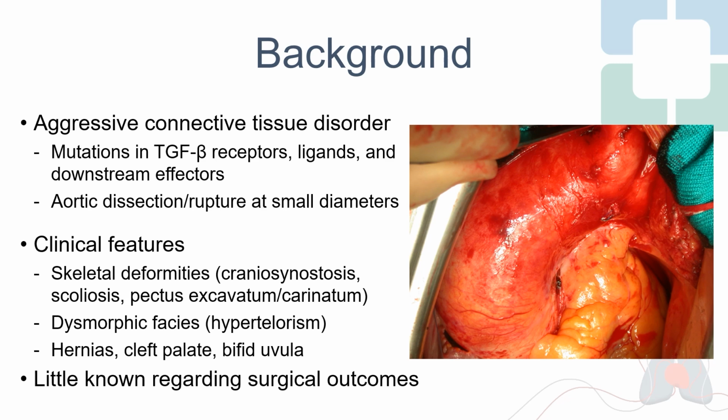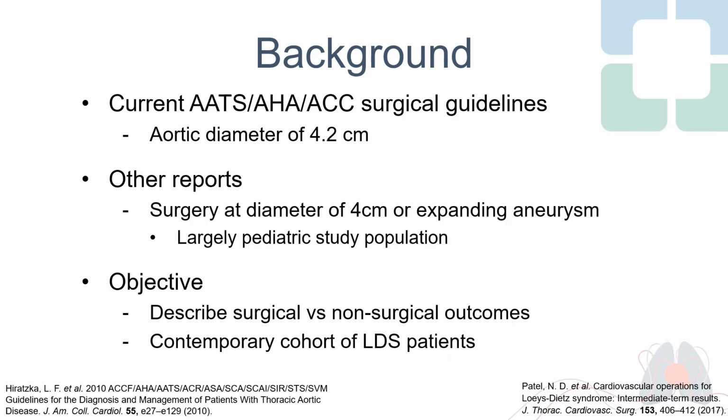And little was known about the surgical outcomes in these patients, and this is sort of the typical appearance of a patient with Loeys-Dietz or Marfan kind of aorta. So the guidelines recommended surgery around about 4.2 centimeters, and there have been other institutions that have recommended surgery at 4 centimeters, but we've seen patients who have Loeys-Dietz and have gotten up to 6 centimeters and not died from it. So we generally used a cutoff of about 4.5 centimeters for Loeys-Dietz patients and operating on them.